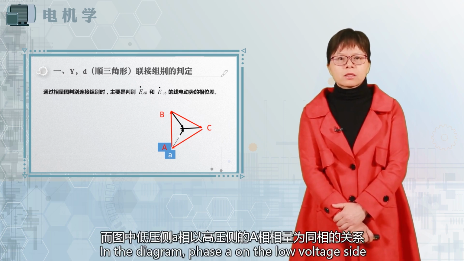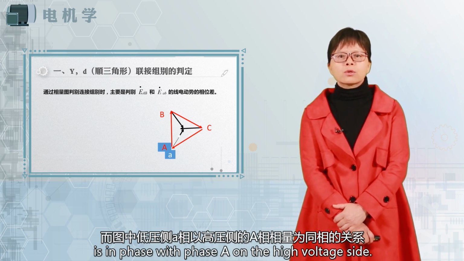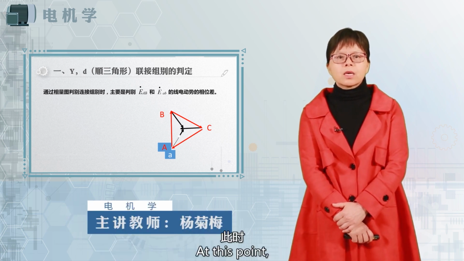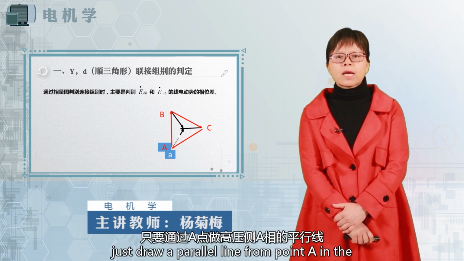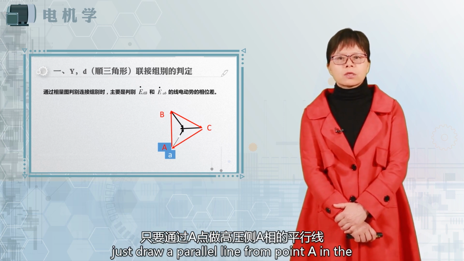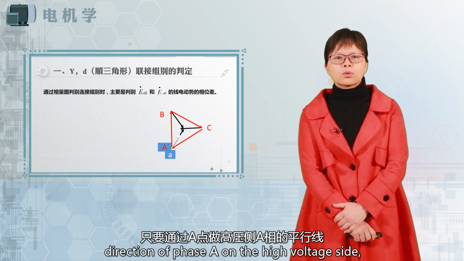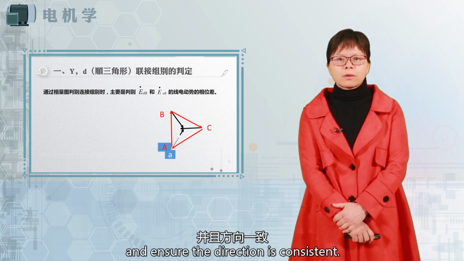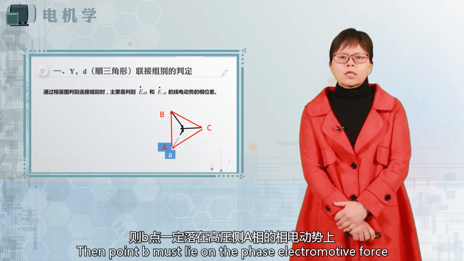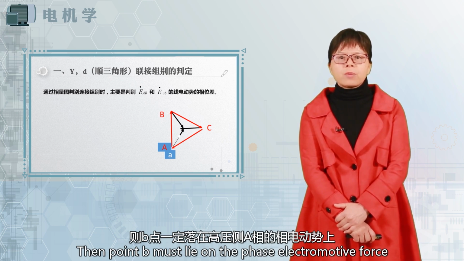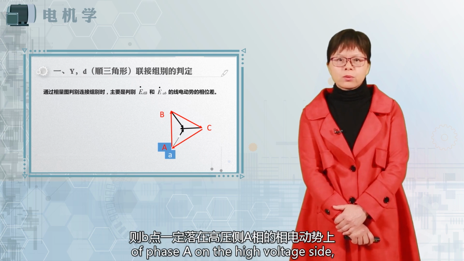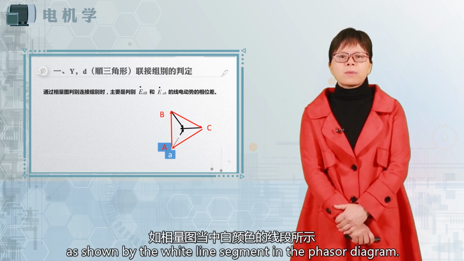In the diagram, phase A on the low voltage side is in phase with phase A on the high voltage side. At this point, just draw a parallel line from point A in the direction of phase A on the high voltage side, and ensure the direction is consistent. Then, point B must lie on the phase electromotive force of phase A on the high voltage side, as shown by the white line segment in the phasor diagram.